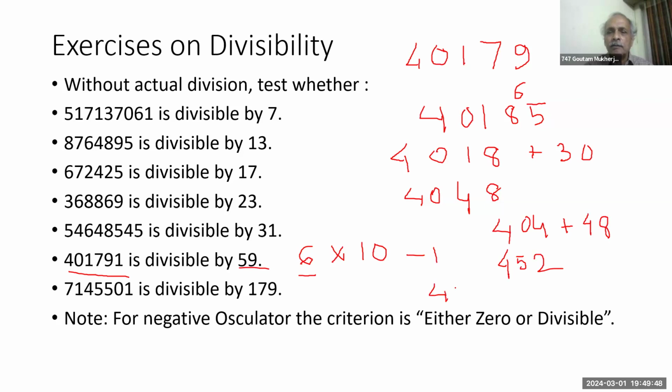Then 45 plus 12, which is 57. You'll get 5 plus 42, which is 5 plus 28, sorry, something. It is not divisible by 59.